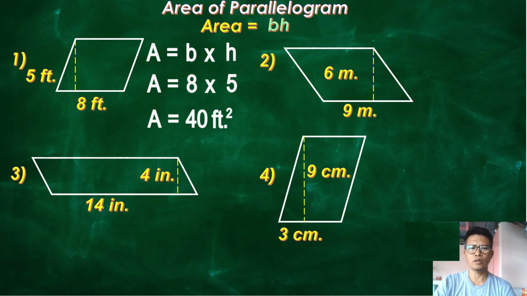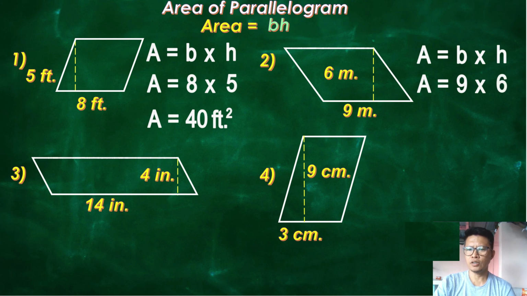Next, number 2. Okay, we have a parallelogram that has a base of 9 meters and a height of 6 meters. Okay, so again, area is equal to base times height. That is area is equal to the base of 9 times 6. So that is area is equal to 9 times 6 is equivalent to 54 square meters.